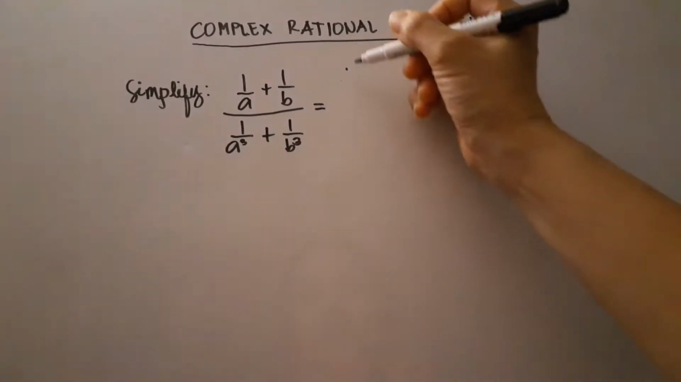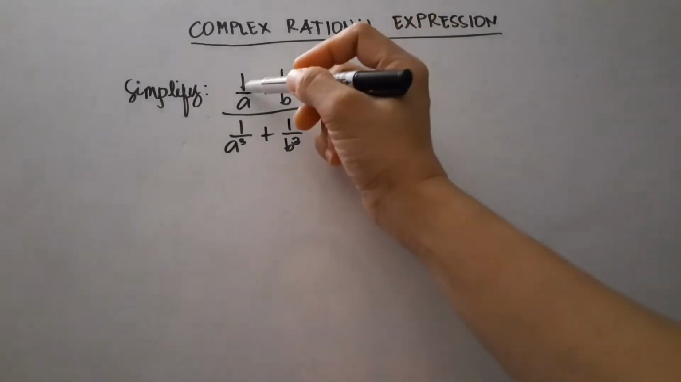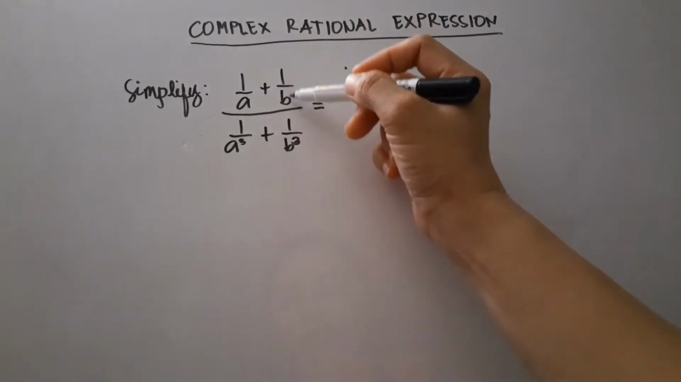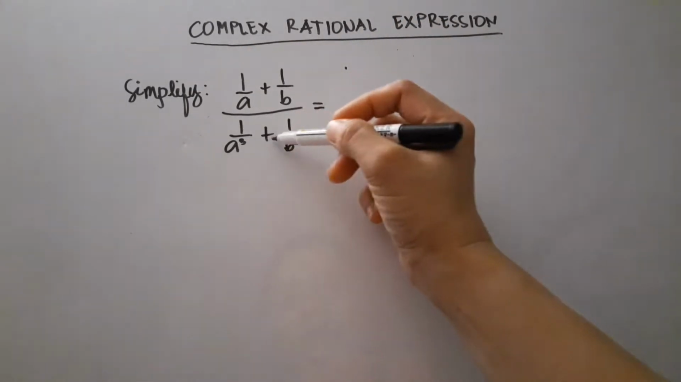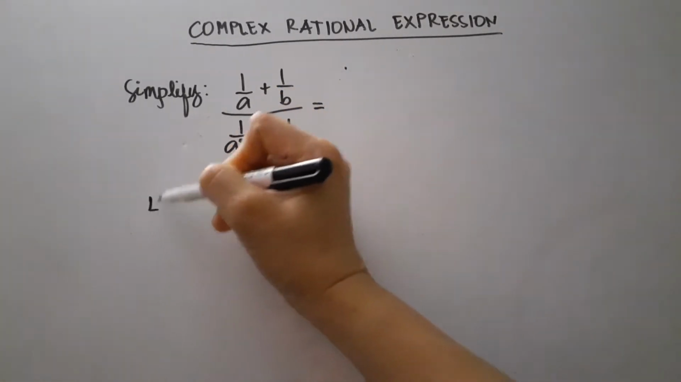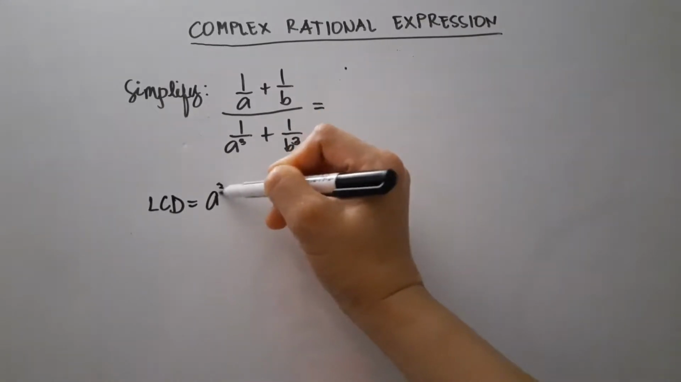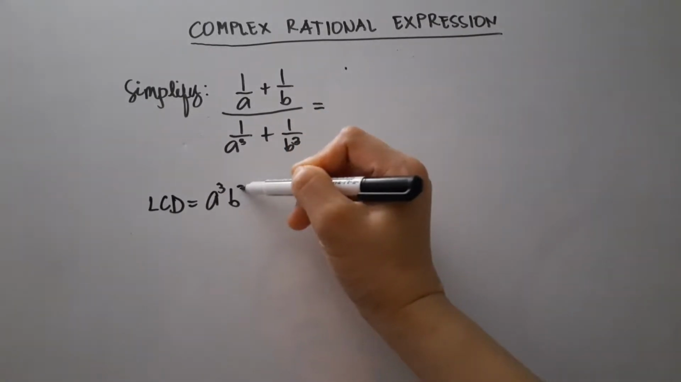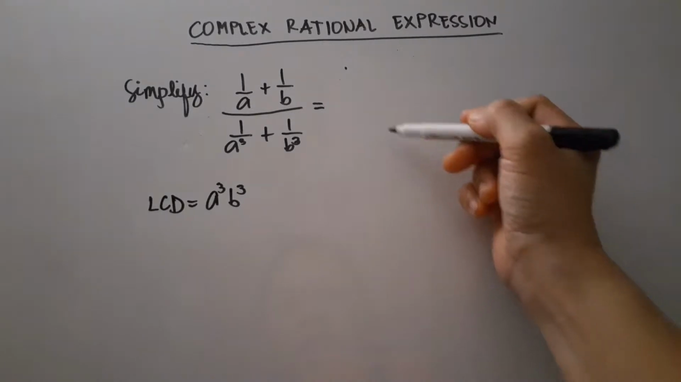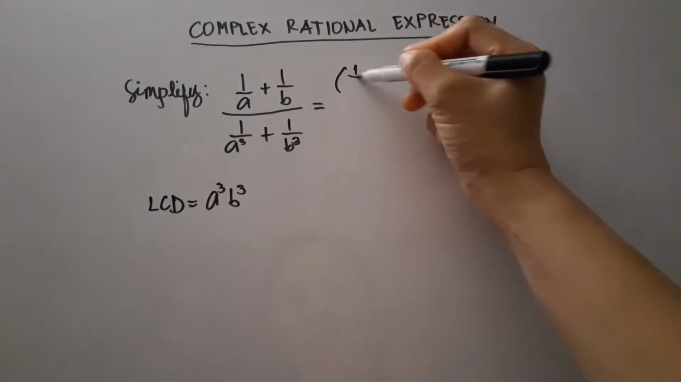Our lesson for today is all about complex rational expressions. When we see complex rational expressions, it's a fraction whose numerator and denominator contain one or more fractions. When we simplify this one, we first find the least common denominator, which is a cube b cube. And then we multiply each numerator.